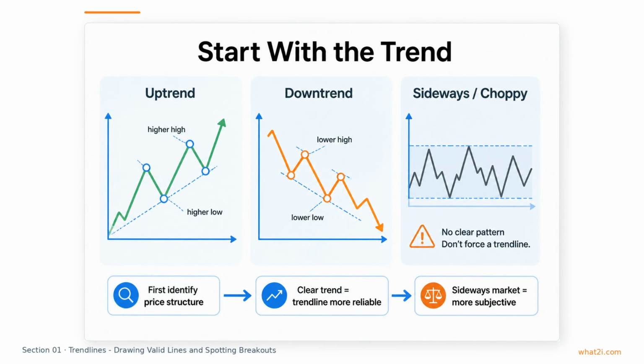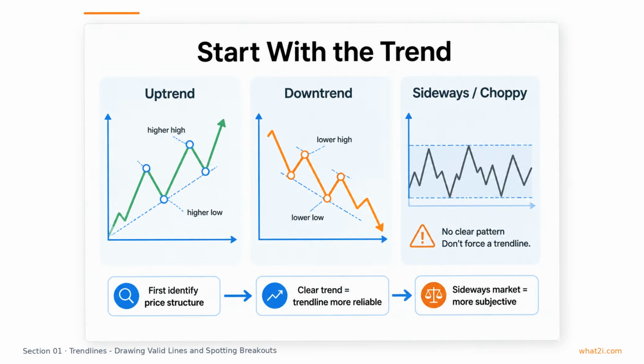Before you draw any trendline, make sure there is an actual trend to work with. If price is making higher highs and higher lows, you may be looking at an uptrend. If it is making lower highs and lower lows, that points to a downtrend. But if price is chopping sideways with no consistent structure, a trendline becomes much more subjective and much less useful. This is where many beginners go wrong. They want a tool to work, so they force it onto a chart that is not offering a clean trend. Good charting starts with recognizing the environment first, then applying the tool only when it fits.